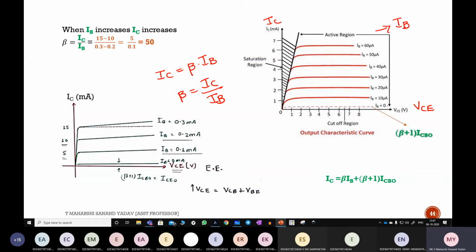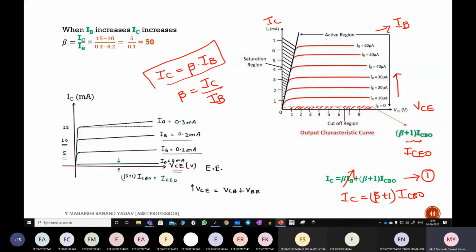So how did I get IB equal to 0? In which relation have I substituted? This is the relation. So I got IC is equal to beta IB plus (1 plus beta) ICB naught. Suppose the base current IB is equal to 0, then IC is nothing but (beta plus 1) into ICB naught, which can also be called ICE naught. So this is nothing but reverse saturation current. So this region is nothing but the cutoff region. Now as IB is increasing, obviously IC is also increasing because they are directly proportional, if you see here.